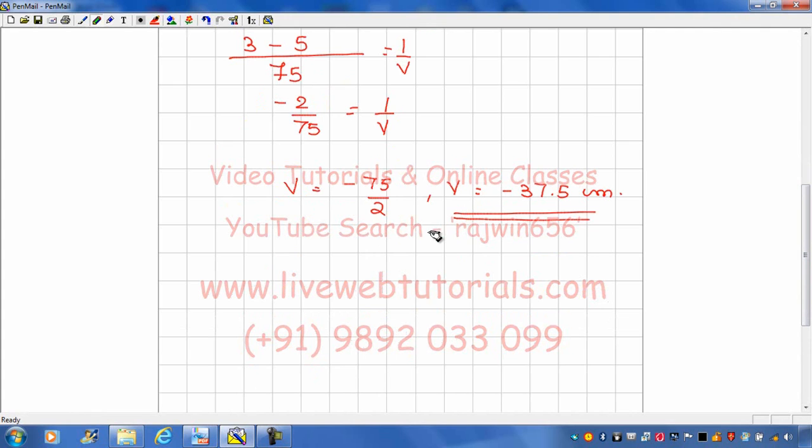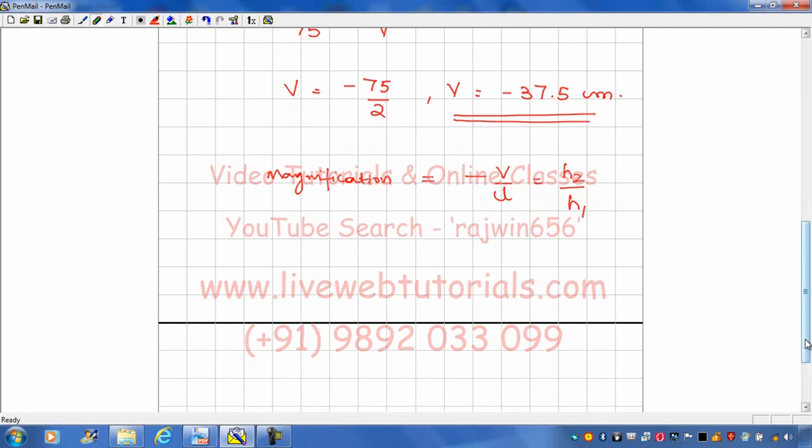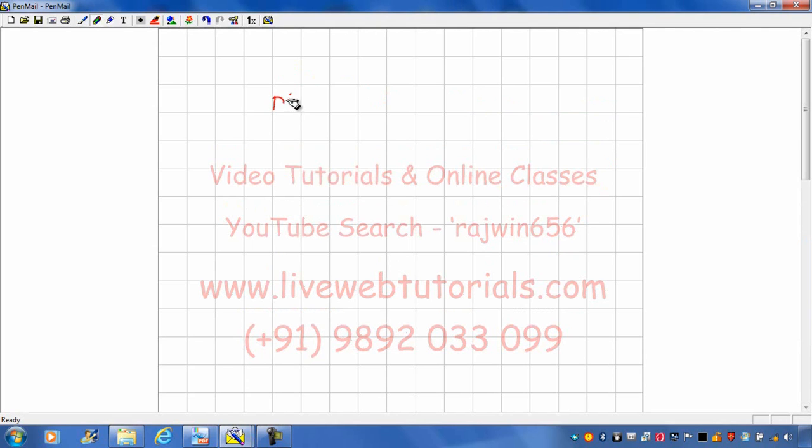Second thing is we are supposed to find the height of the image. So I can use the formula for magnification of mirror. The formula for magnification for mirror is going to be minus v upon u, that is equal to h2 upon h1. Okay, we have found out over here v, u is given, h1 that is height of object is also given. What we are supposed to find over here is h2. So I'll just substitute these values.